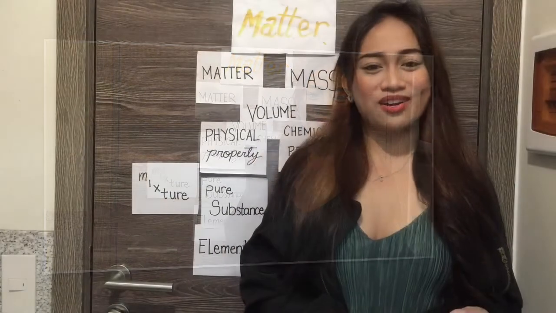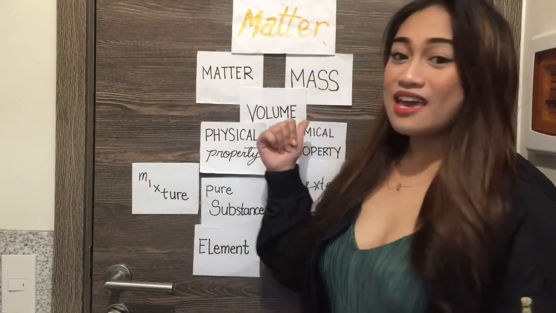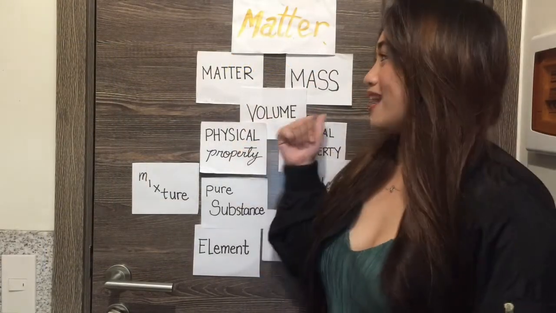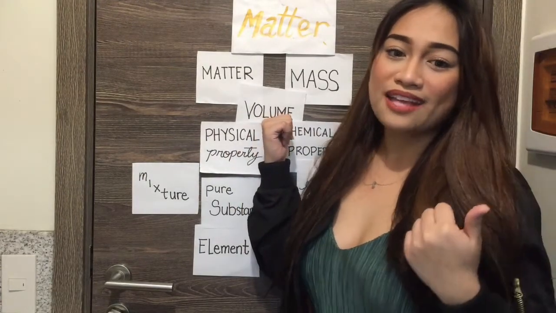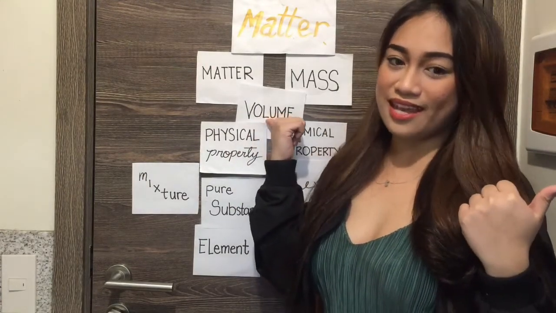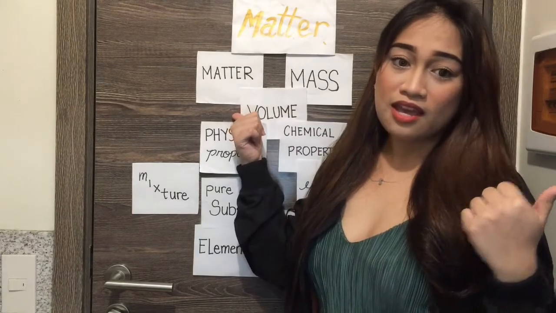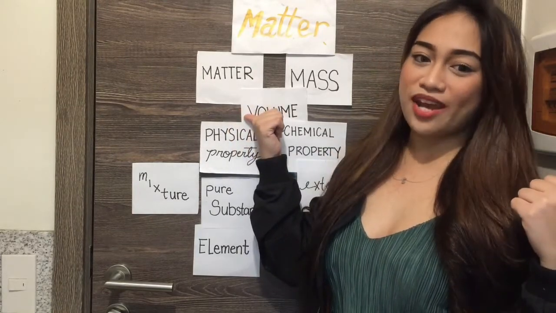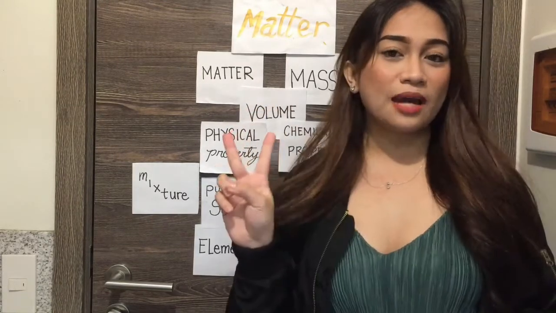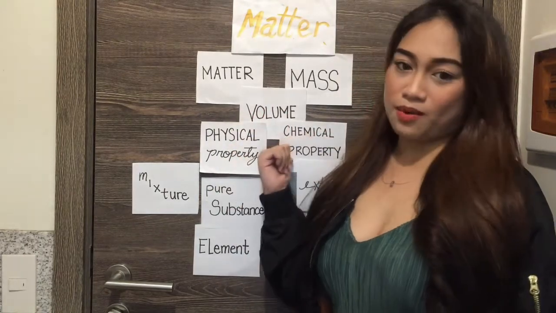We all know that matter is anything that has mass and takes up space. But what about mass and volume? Mass is the measured amount of the material the object contains, while volume is the measured space occupied by the objects. Now, there are two main types of properties, physical and chemical.